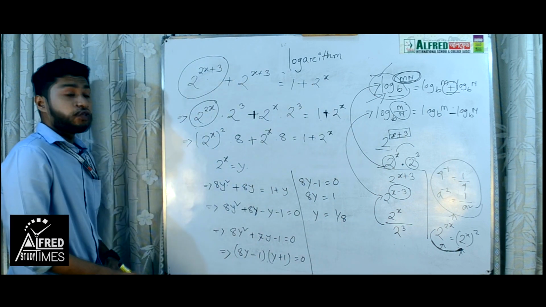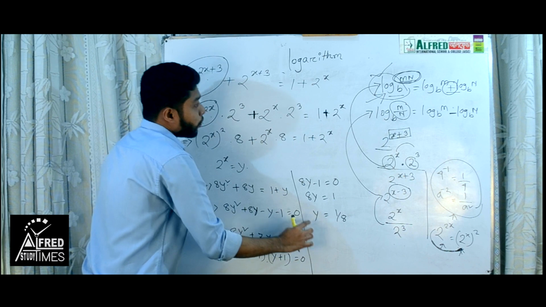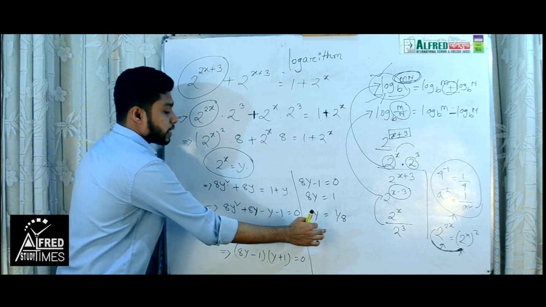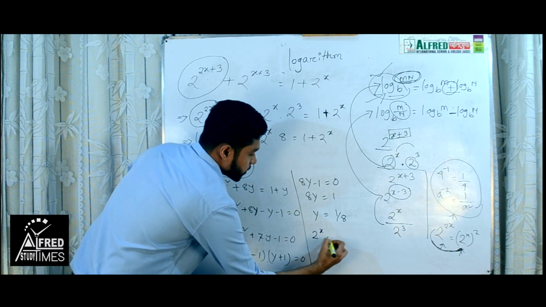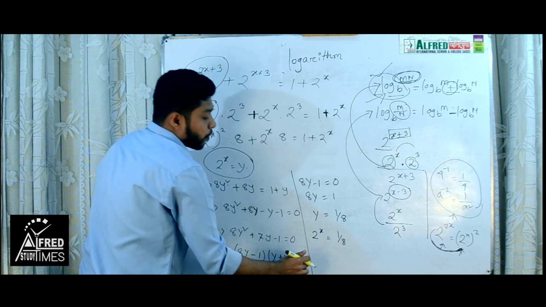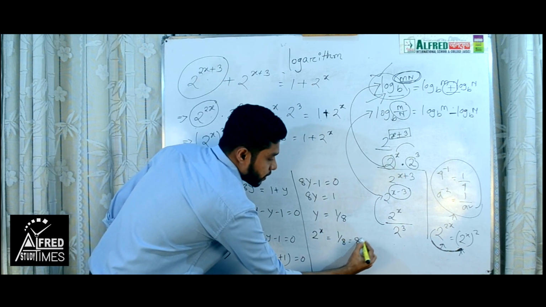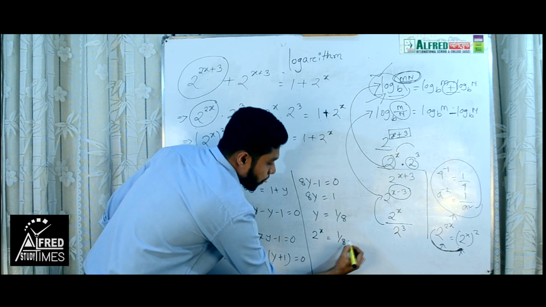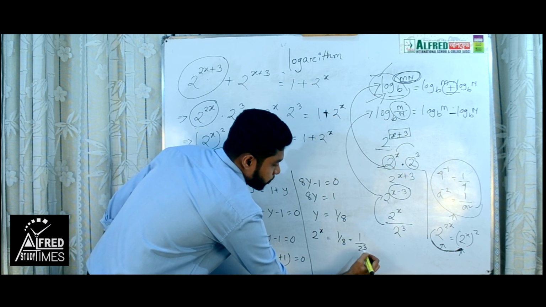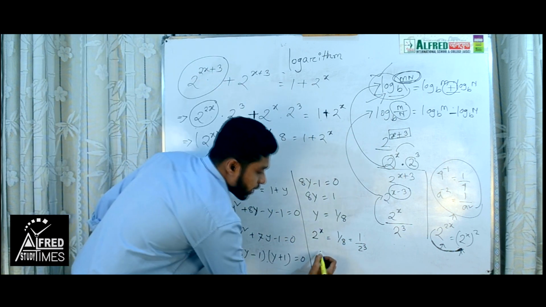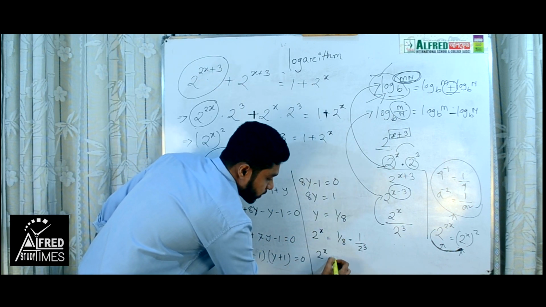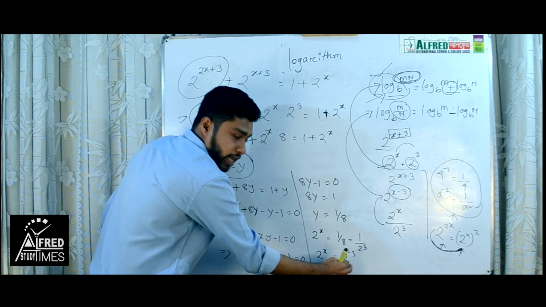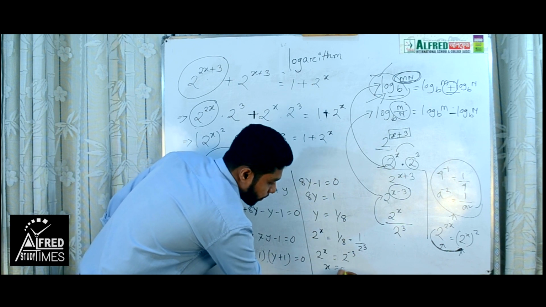But my equation is x, but here is y. We can write my previous math as 2 to the power x is equal to 1 by 8. So we can write it as 8 inverse, right? Or we can write normally 1 by 2 cube. Then we can write 2 to the power x is equal to 2 to the power minus 3. Now you can see both bases are same, and we can vanish them and make x is equal to minus 3.